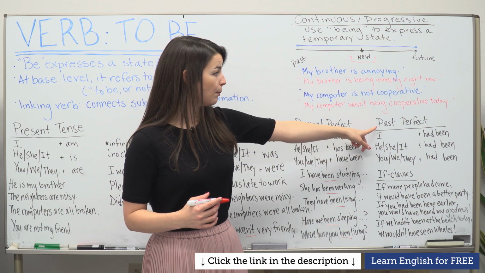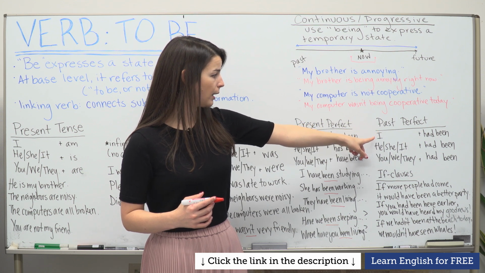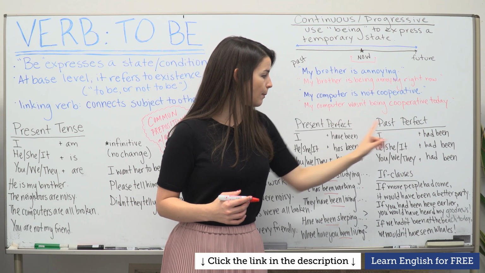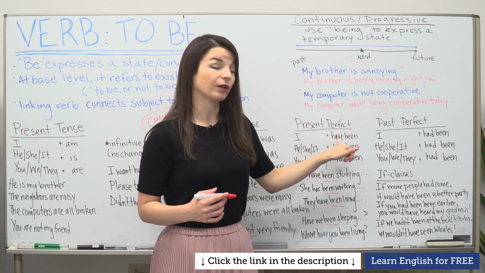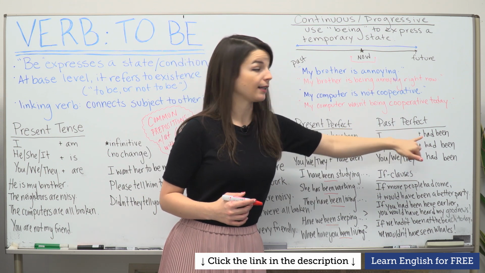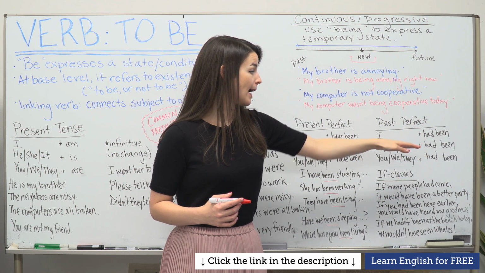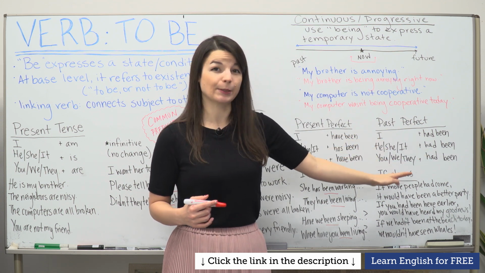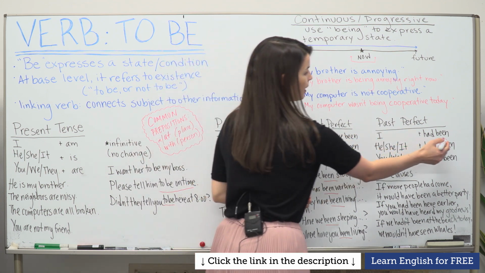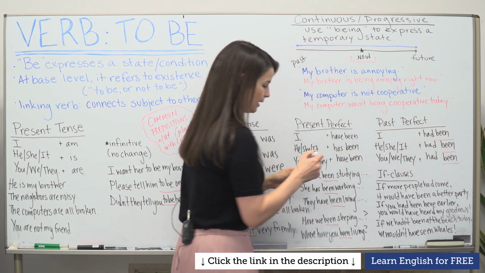So here, in past perfect tense, we need to change from have, as we've done with present perfect, to had, the past tense. So here, all of these are going to be the same verb. I had been, he had been, you had been. We keep the verb be with been here.